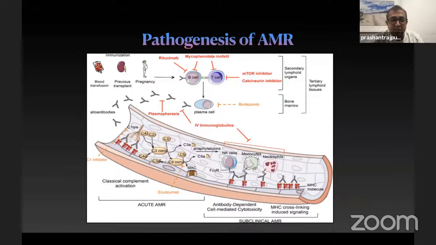As far as the therapeutics are concerned, rituximab works on the B cells. You have a significant suppression of the T cell and B cell by mycophenolate. mTOR inhibitors and calcineurin inhibitors are very effective against the T cells. As far as the plasma cell is concerned, bortezomib is the drug, which is a proteasome inhibitor, and it specifically acts on the plasma cells. The antibodies are taken care of by using plasma exchange and IVIG. The complement activation can be taken care of by C1 inhibitor and eculizumab, which works at C5.